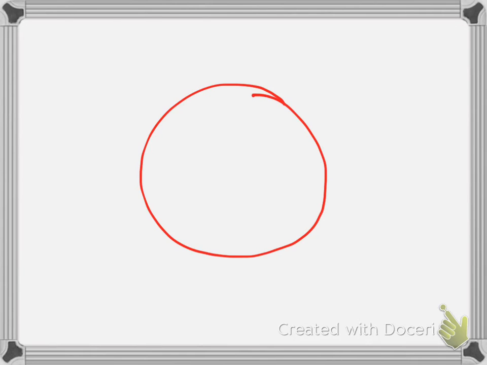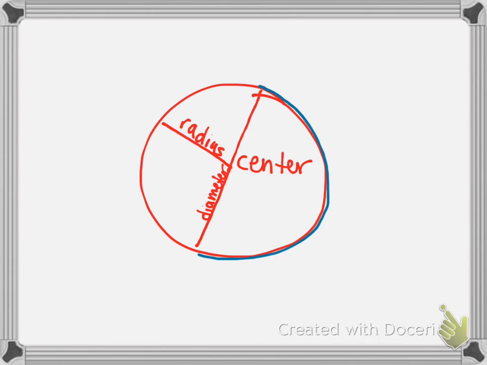So let me get something going here. So if you already drew it, that's fine. But I'll draw it a little bigger. So this is the center. If you go right to the edge, that's the radius. Hold on one second. If you go through, that's called the diameter. And then the distance around. So if I start here and I measure all the way around, that's the circumference.